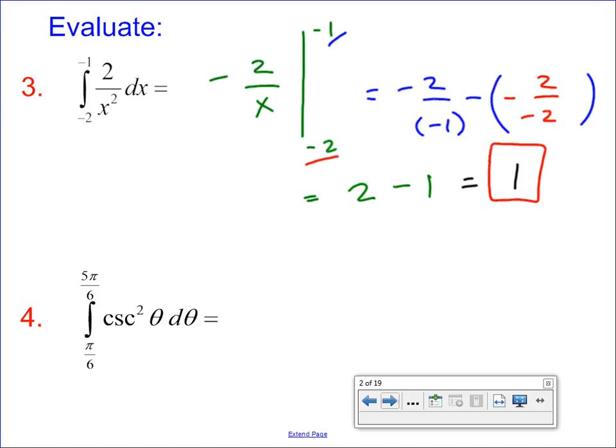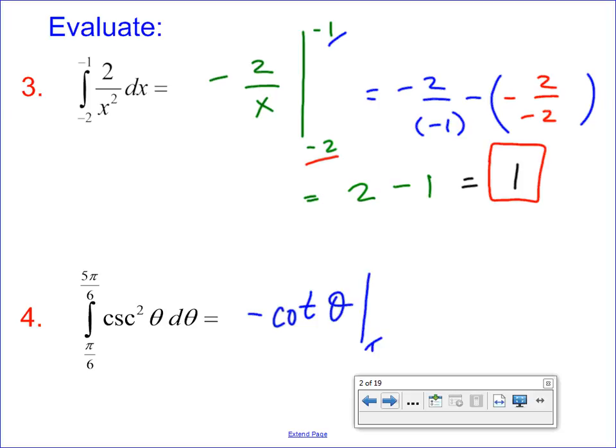Let's take a look at number 4. The integral from pi over 6 to 5 pi over 6 of cosecant squared of theta with respect to theta. So we need an antiderivative for cosecant squared. What function did you use for the antiderivative of cosecant squared? Any? Negative cotangent. Nice. I know that cotangent of theta, I'll make that a little bit bigger. I know that cotangent differentiates to opposite cosecant squared. Therefore, negative cotangent theta must differentiate to positive cosecant squared theta.